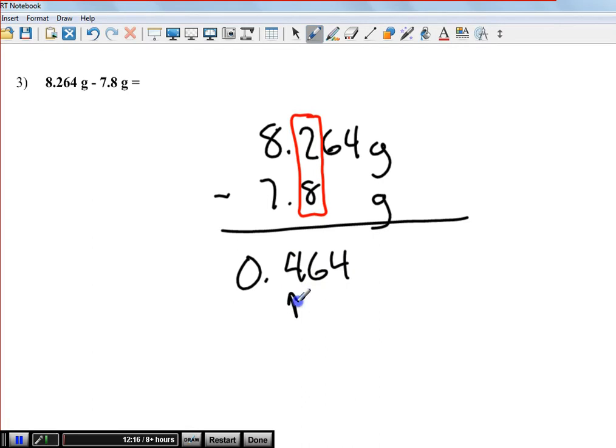Which do we report? We report to the tenths spot, and we round up because it's 5 or above. So it's 0.5, and the units are the same, so it's grams.